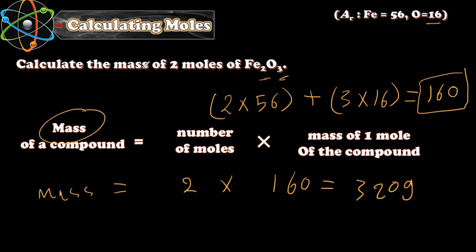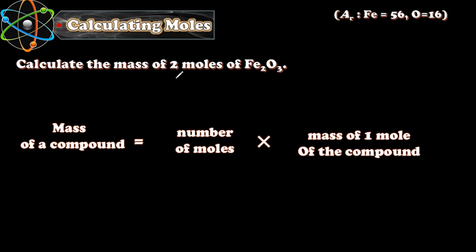So if you have a compound, you first need to calculate the mass of 1 mole of the substance or the compound. Then you multiply it times the number of moles. And this is if we have the number of mole and we want to find the mass. But sometimes it gives us the mass and it needs the number of moles.